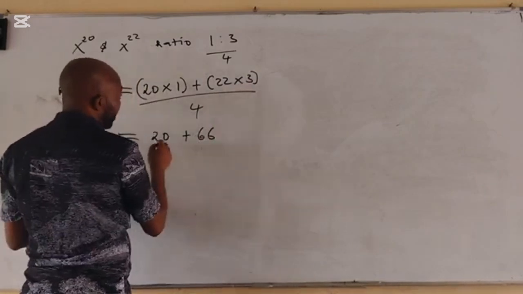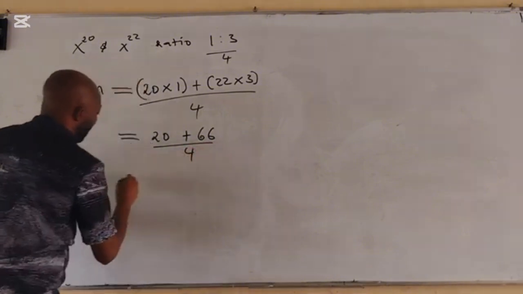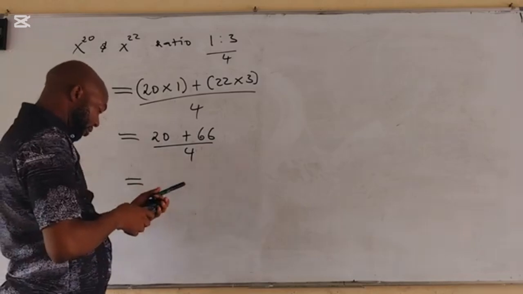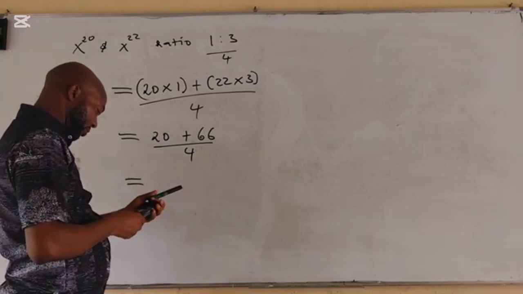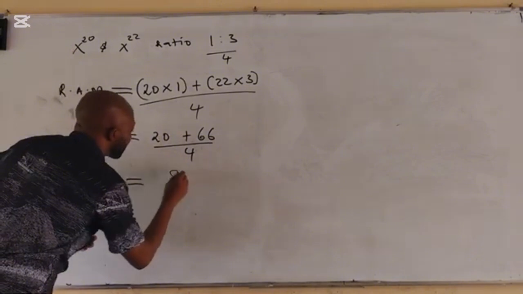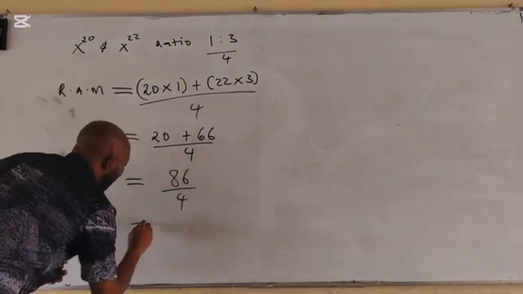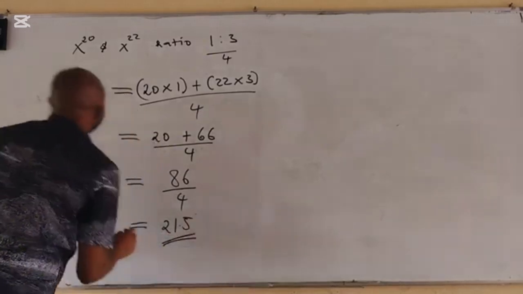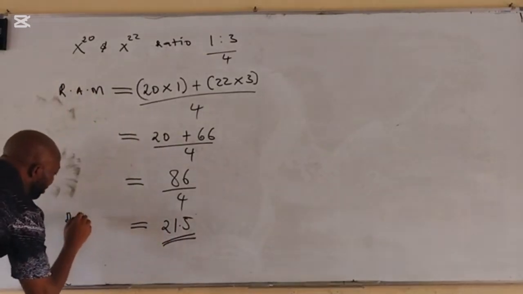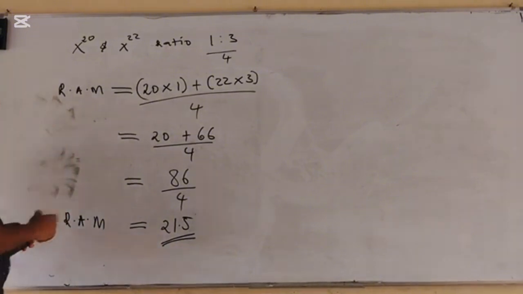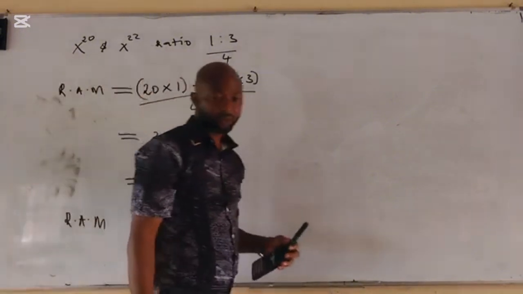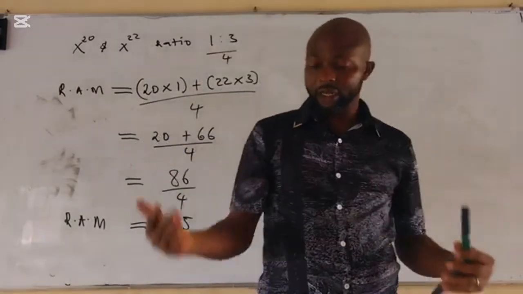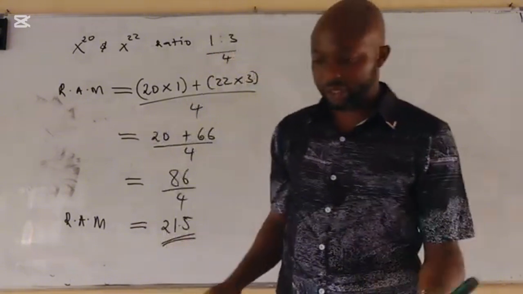22 times 3 will give us 66 over 4. And this is equal to, we add the 86 divided by 4. First of all, this is 86 over 4. And this finally becomes 21.5. So the relative atomic mass of this element X is 21.5. So let's take more questions so I'll be able to differentiate the two methods which we are using.